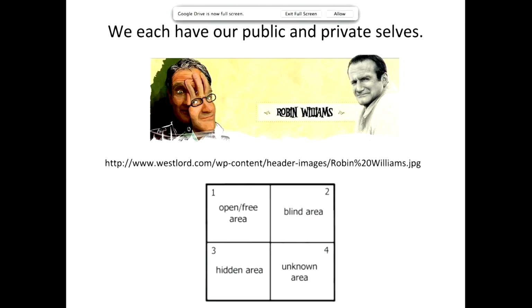So for Johari, we have public and private selves. An example that comes to mind for me is Robin Williams. Very popular, very talented, very well loved. We thought we knew him. We thought we knew what was going on inside his mind. We thought that his life was full of joy and happiness, and we thought he was satisfied.